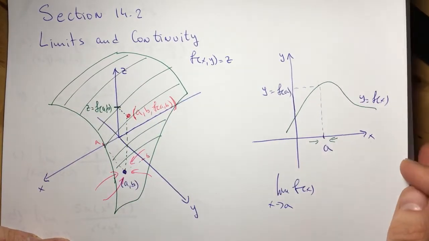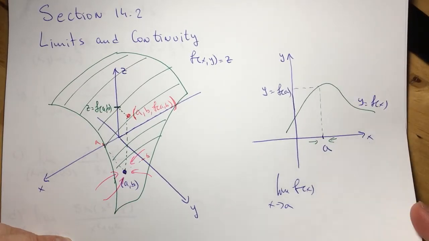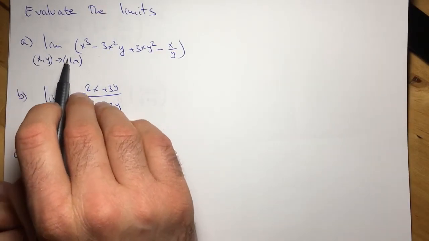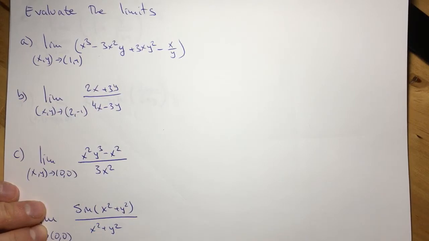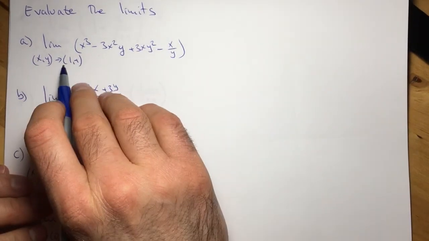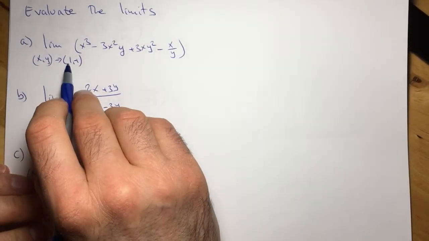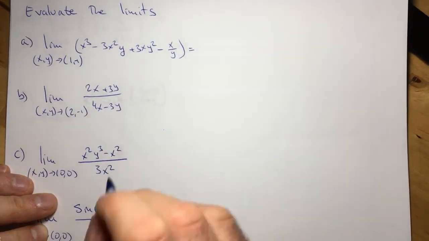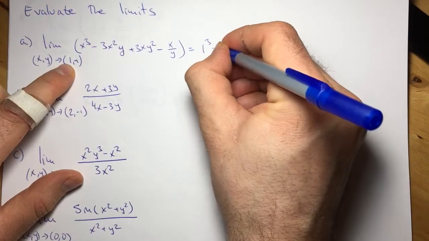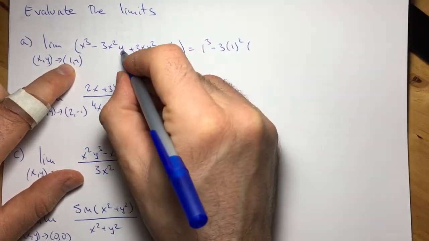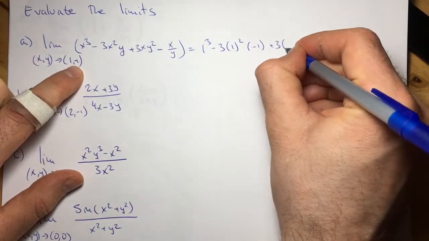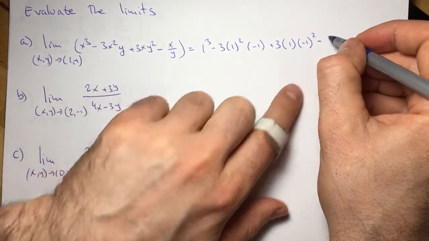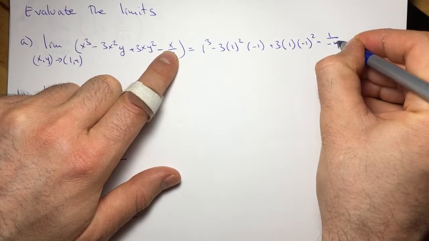So let's just start by doing different examples. The first example is going to be where the point where we're approaching, right, is part of the domain of this function, and in that case we simply evaluate this function at the particular point, right? So again, I'm going to repeat, if the point 1, -1 is part of this domain, then let's just simply evaluate how much is this. So x is 1 cubed minus 3 times 1 squared, y is -1 times -1 plus 3 times x 1, y is -1 squared minus x is 1 over -1.